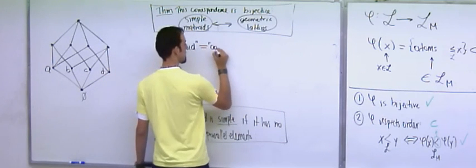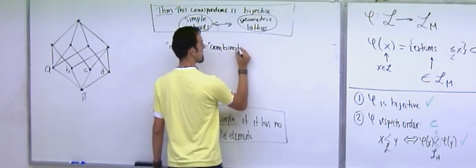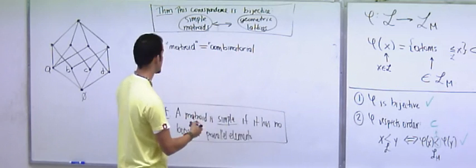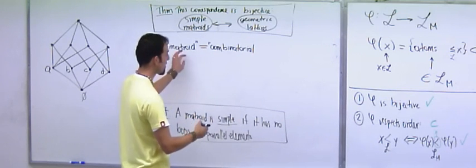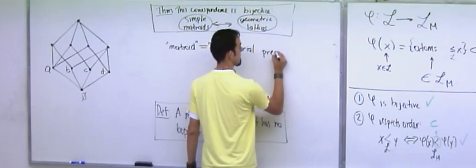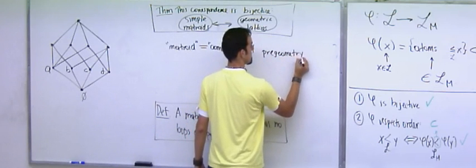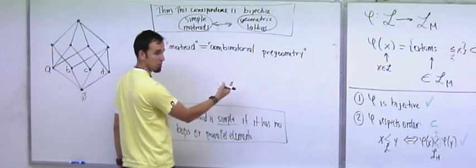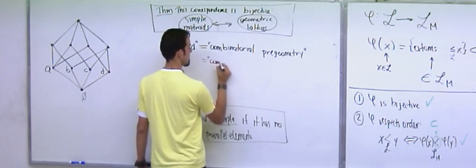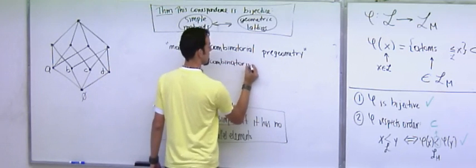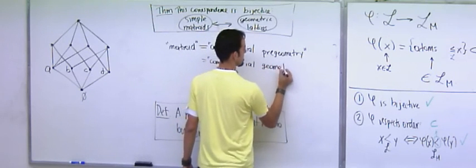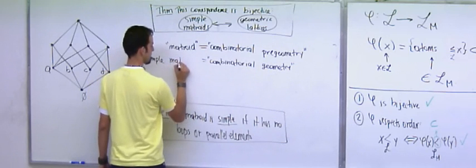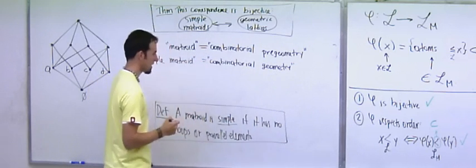He used the word combinatorial geometry, which I think sounds more reasonable. Or he would just say geometry. But actually, he called these combinatorial pre-geometries. And the reason is that what he called combinatorial geometries were the simple matroids. And I tell you this for two reasons.